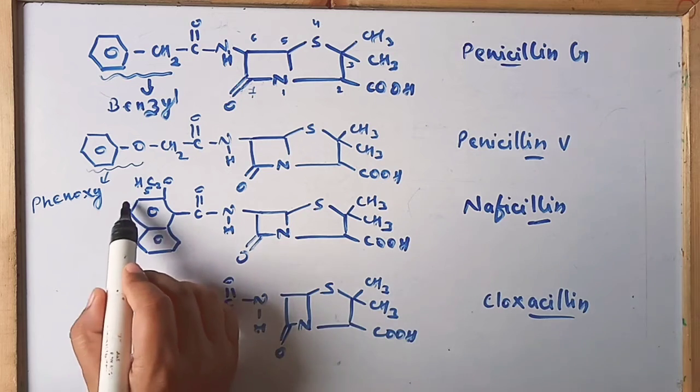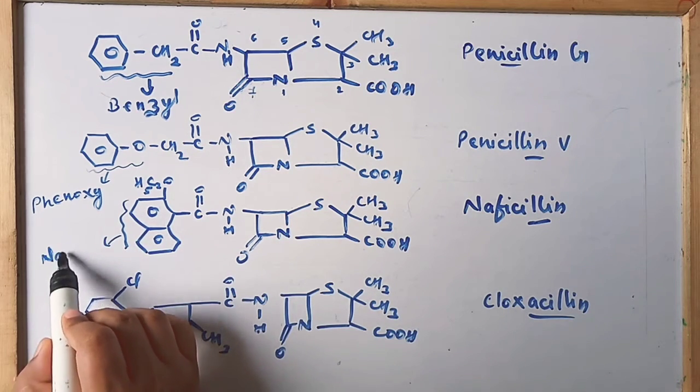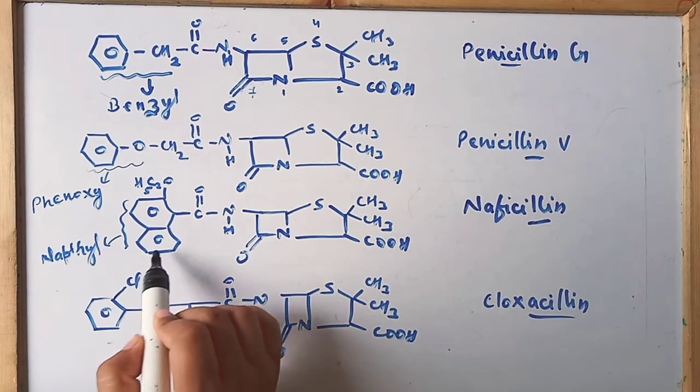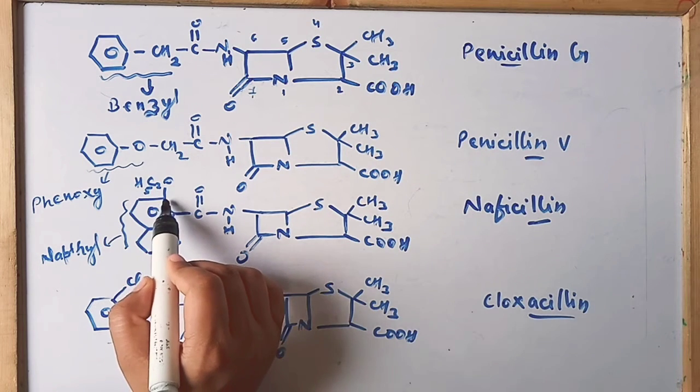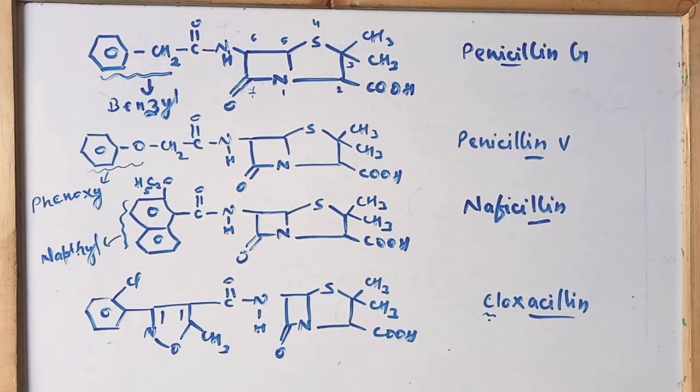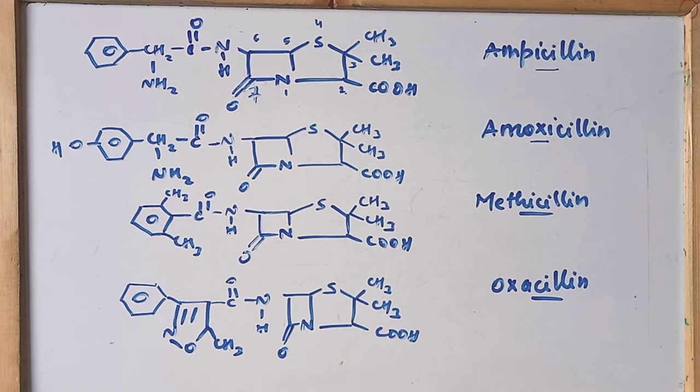Nafcillin, we have to add a naphthyl group. A naphthyl group with a substitution of OC2H5 at second position. So this is nafcillin. For cloxacillin, the word Cl means chlorine we have to add. So benzene with a chlorine group and isoxazole ring. So this ring is isoxazole ring with substitution of methyl group. So this group is for cloxacillin, a chloro from Cl and isoxazole ring. This is a little bit different from all these structures. Now let's see the further structure.